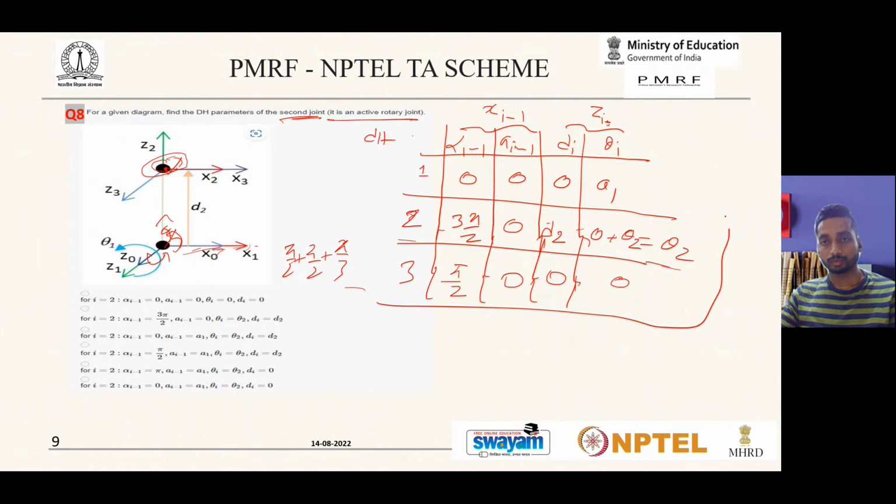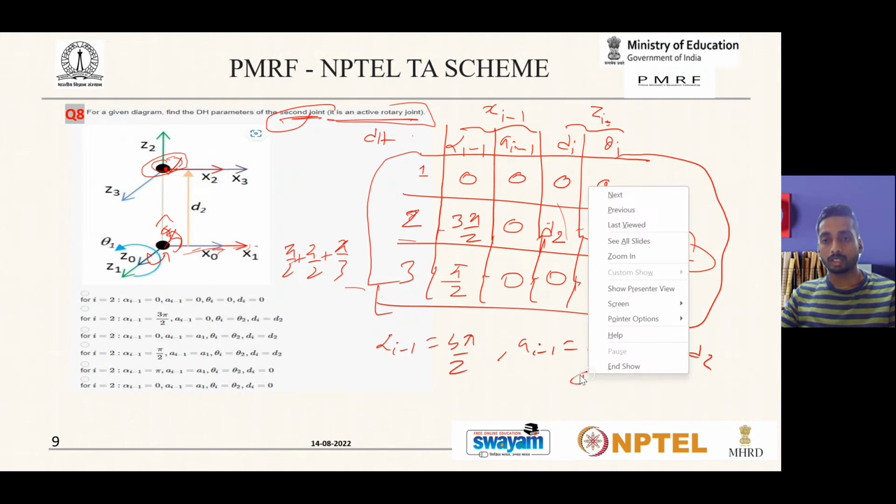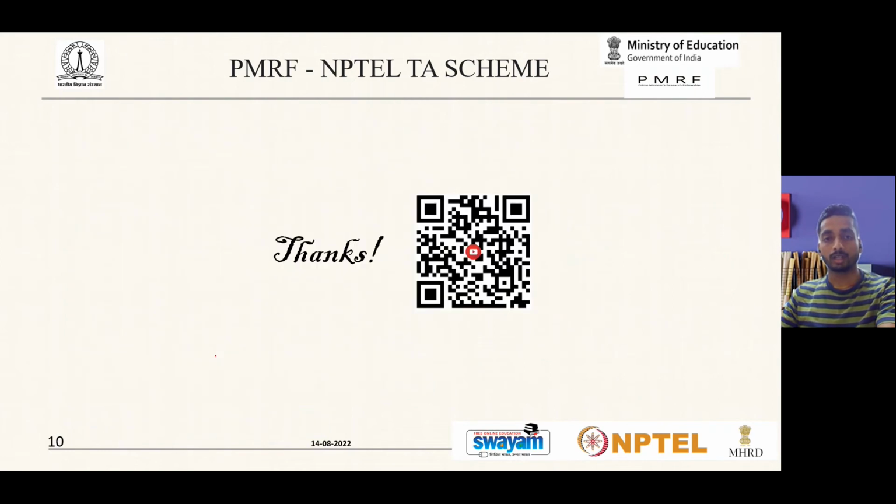Right. This is the DH parameter table which you are looking for. Now in the question they have asked us about the second joint, and they have also said active joint, which we have taken as theta 2. So the correct answer will be: alpha i minus 1 equals 3 pi by 2, a i minus 1 equals 0, d i equals d2, and theta equals theta 2. So for alpha i minus 1 being 3 pi by 2, this option is the correct answer that we get in this case.